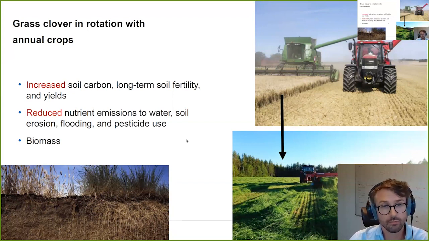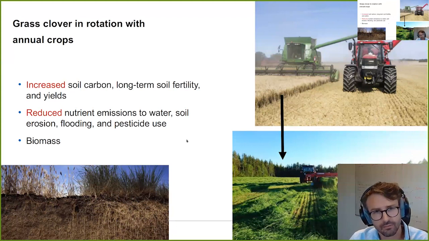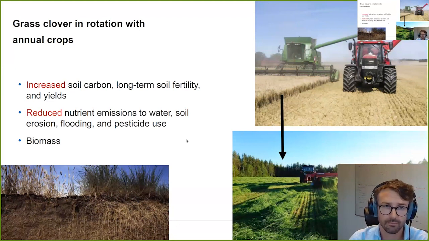And it has also been shown in many studies that the inclusion of grass in crop rotations can increase soil fertility and yields, also for the annual crops that you rotate it with. Other benefits are that you get reduced nutrient emissions to water, and since the root system stabilizes the soil, you get decreased soil erosion. It also slows down the flows of water in the landscape, reducing flooding events, and of course decreases the use of pesticides, with effects then on biodiversity. And at the same time, you produce biomass. So biomass in combination with environmental benefits.